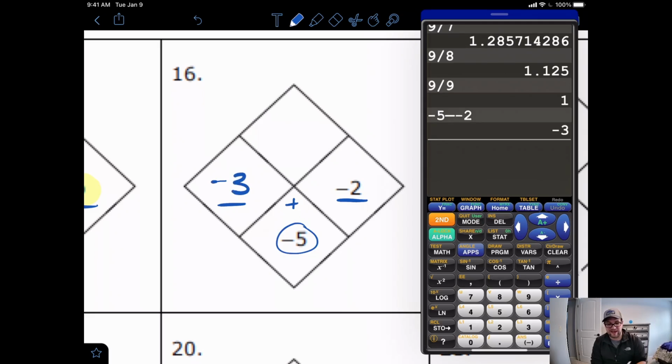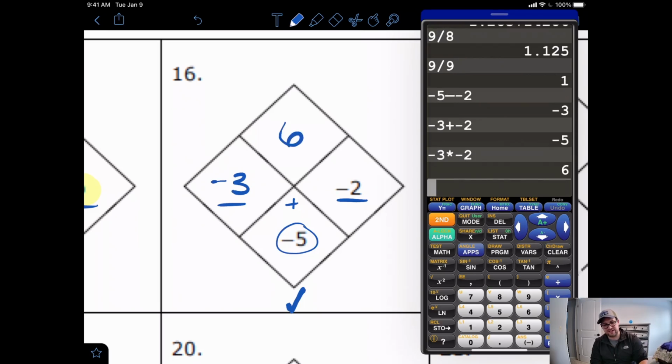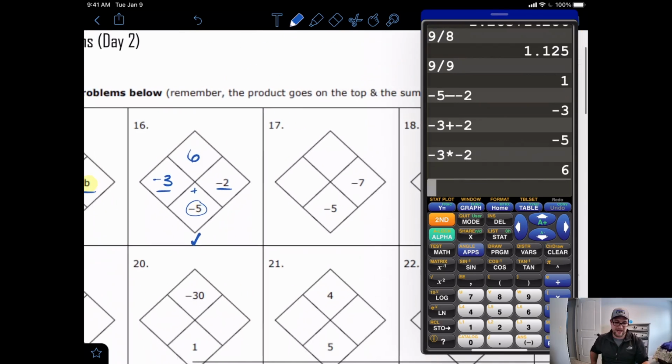And we should check that. Does -3 plus -2 equal -5? Yes. That means we got the right number. Now let's get the top number. -3 times -2, that's a +6. So that's going to be our answer for the top.